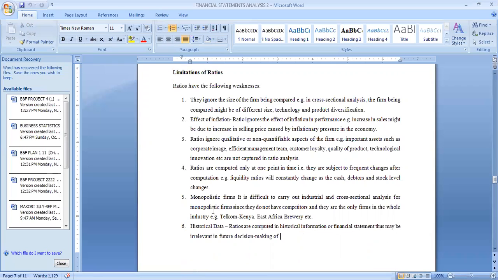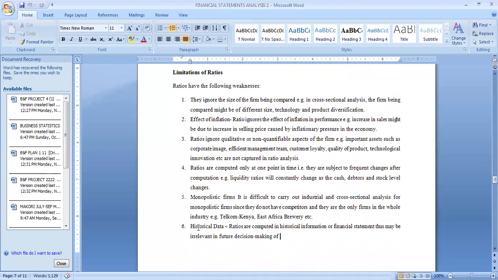Also, in case a firm is a monopoly, then you will find that it will not have an equal on the other side to compare. A good example is something like Kenya Power. Ratios are very, very helpful in comparing with your competitors so that you can know whether you are operating above them or below them. In the case of a monopoly, that will not be the case.